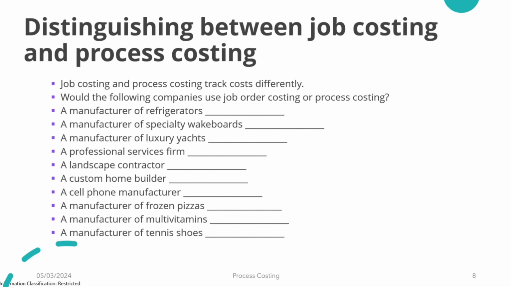Custom home builder, a job. A cell phone manufacturer, I think that one's also a job. That could be arguable. Cell phones can be quite tiny, and they are quite identical actually. We could just say they could be process based. Okay, if it's highly complex or with changing colors or something, they can be slightly different. What about frozen pizzas? Those are process production, not job, because they're identical. Yeah, they're very identical. There are a few processes in this kind of production.